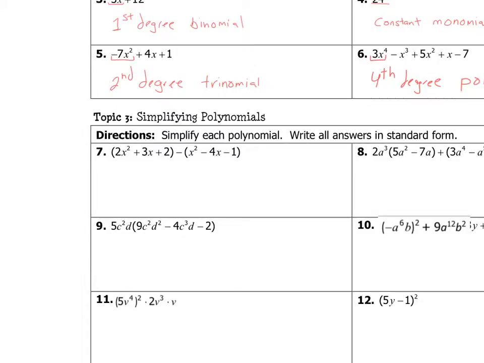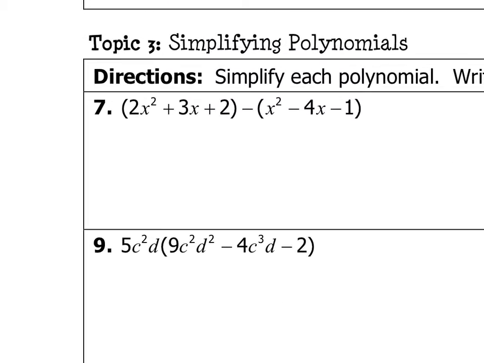Simplify each polynomial, write all answers in standard form. So number 7 is just a subtraction problem. We're subtracting 2 polynomials. So remember when you're subtracting, you need to change all of those signs in the second polynomial to their opposite. So this would change to 2x squared plus 3x plus 2 because the first polynomial will remain the same. Then that positive x squared would be a negative x squared. That negative 4x would be a positive 4x. And that negative 1 would be a positive 1. Another way of thinking about this is you're distributing the negative.